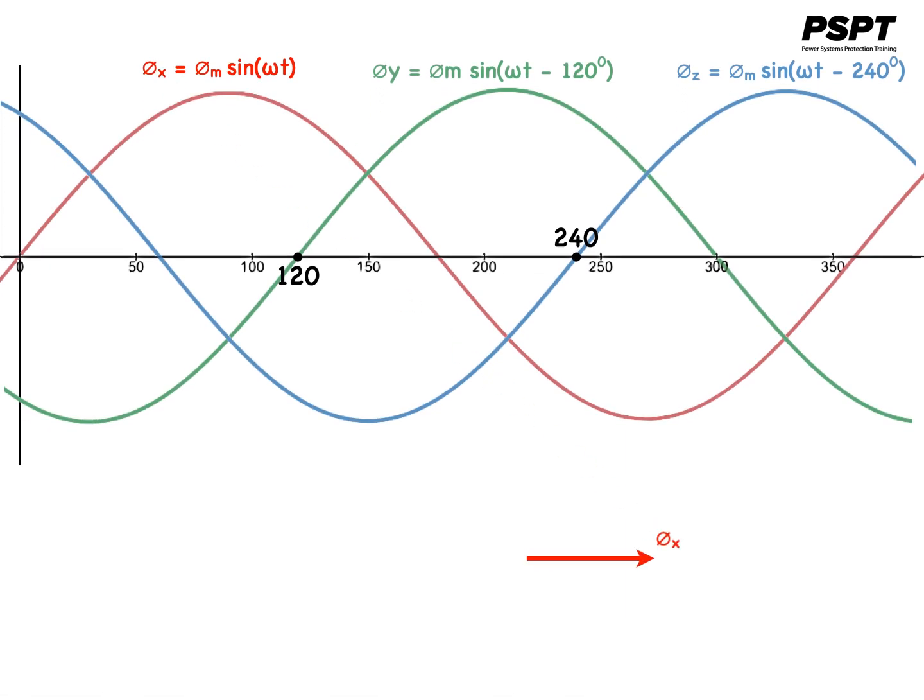Here, phi m is the maximum flux due to any phase. This shows the phasor diagram of the three fluxes. We shall now prove that this three-phase supply creates a rotating magnetic field which rotates smoothly around the stator.